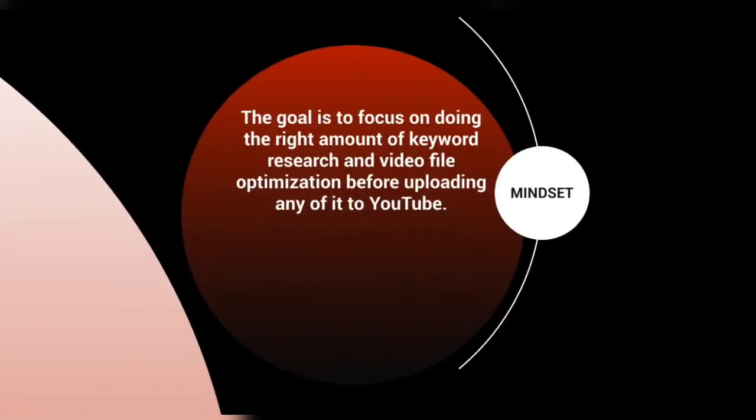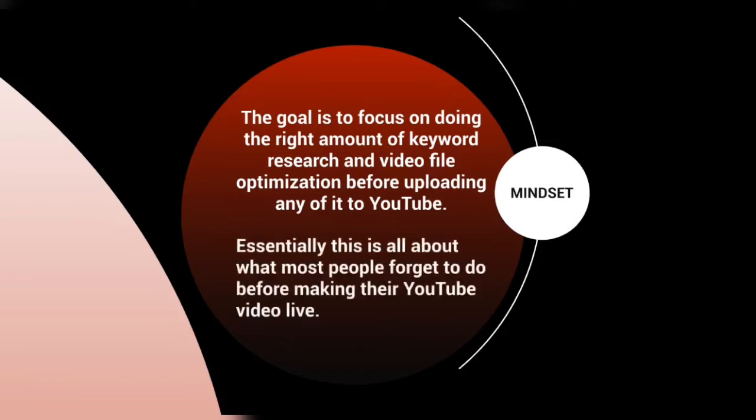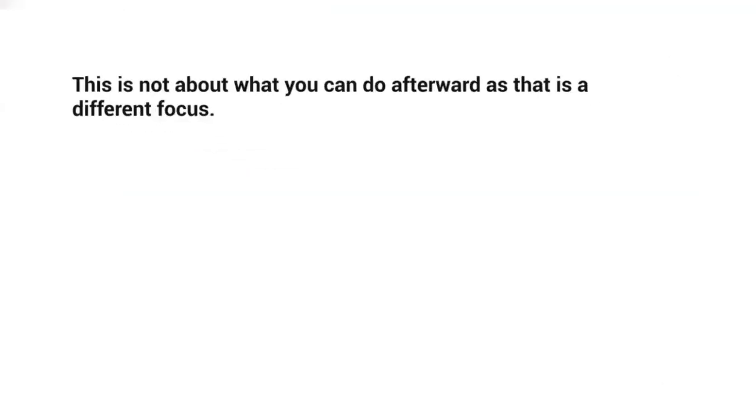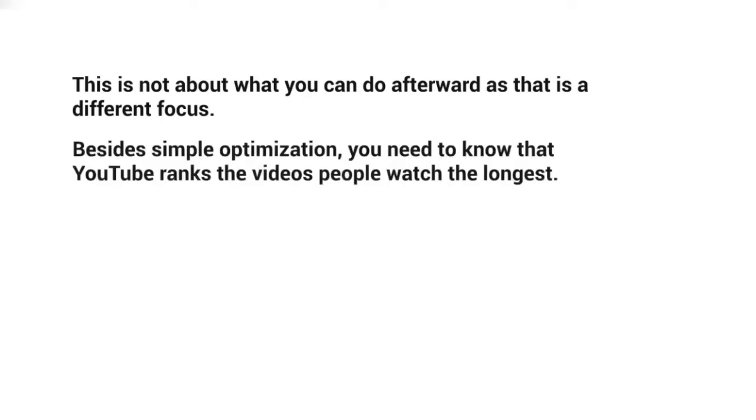So I want to first start out by saying the goal is to focus on doing the right amount of keyword research and video file automation before actually uploading any of it to YouTube. Essentially, this is all about what most people forget about doing before making their YouTube video live. Because if you think about it, most people think about, okay, what do I do after I upload this video? They don't really think about what they have to do before making it live. So this is not about what you can do afterwards, as that is a totally different focus, but rather before.